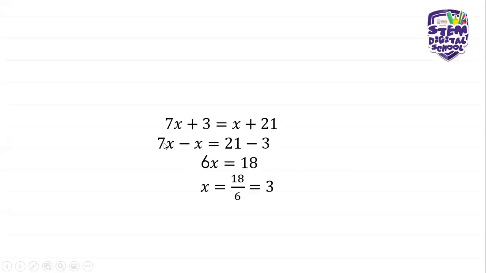I hope that it makes sense. This is what we mean when we say solve for x in this equation. And then at the end of the day, if you want to test whether your answer is correct, you can put it back in the equation. 7 times 3 will be 21, and 21 plus 3 is 24. And then, of course, you'll have 3 plus 21, and 3 plus 21 is 24. So the left-hand side is definitely equal to the right-hand side.